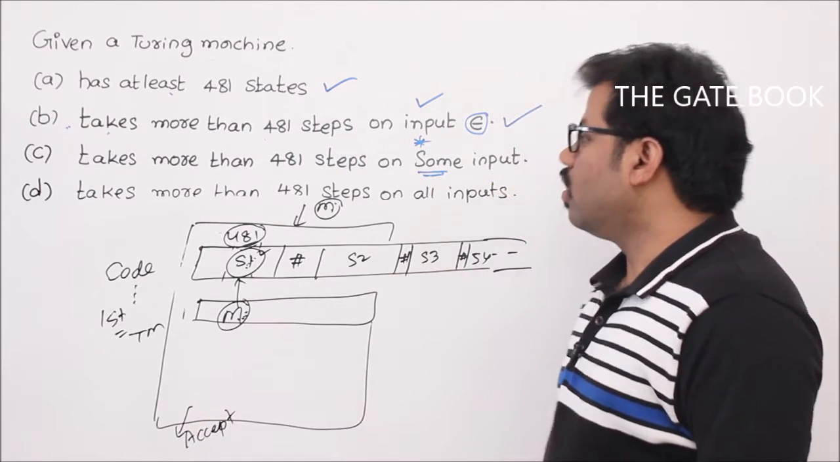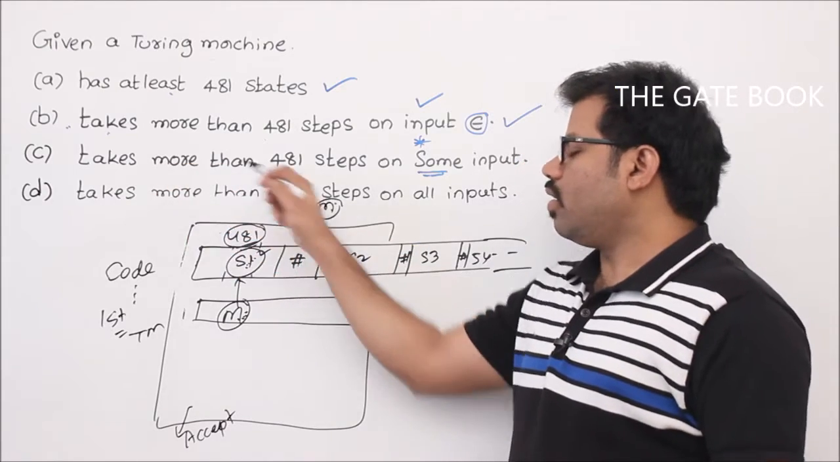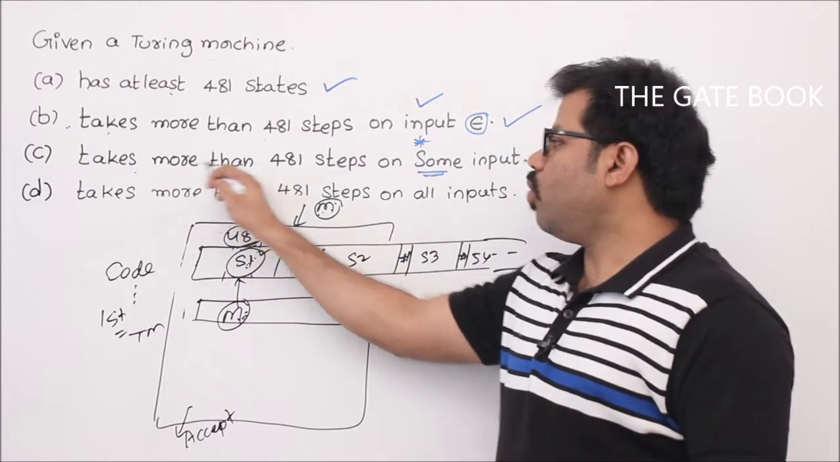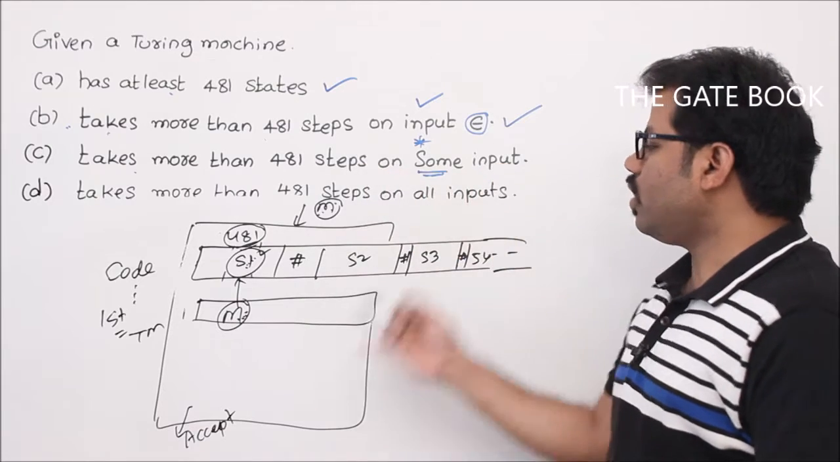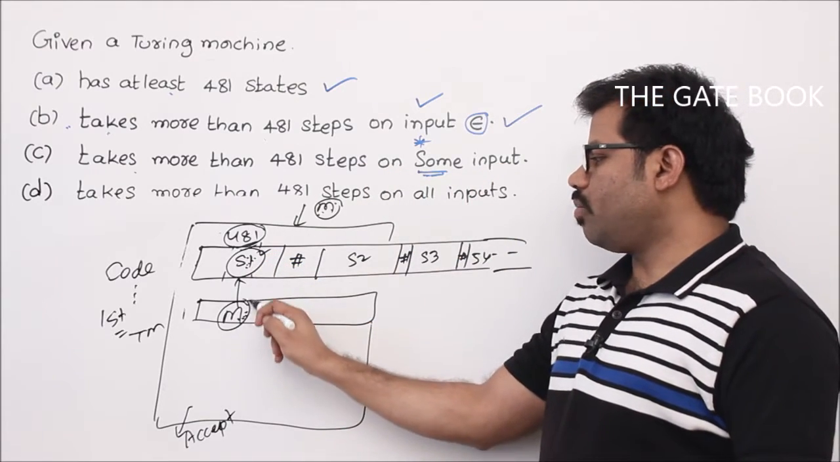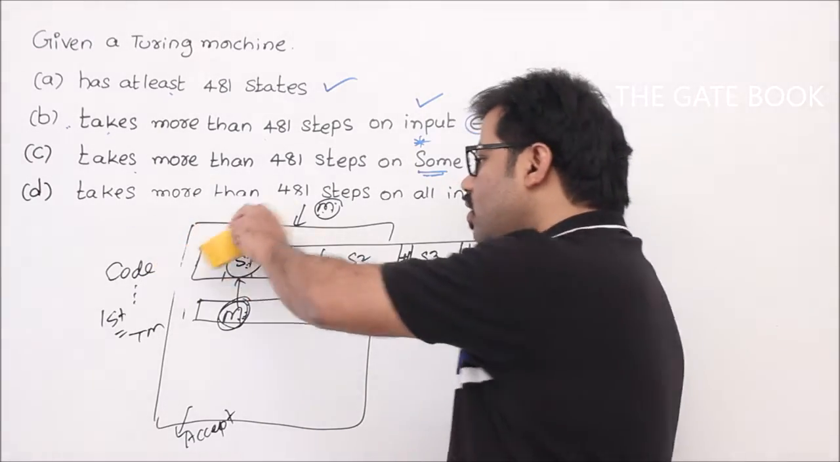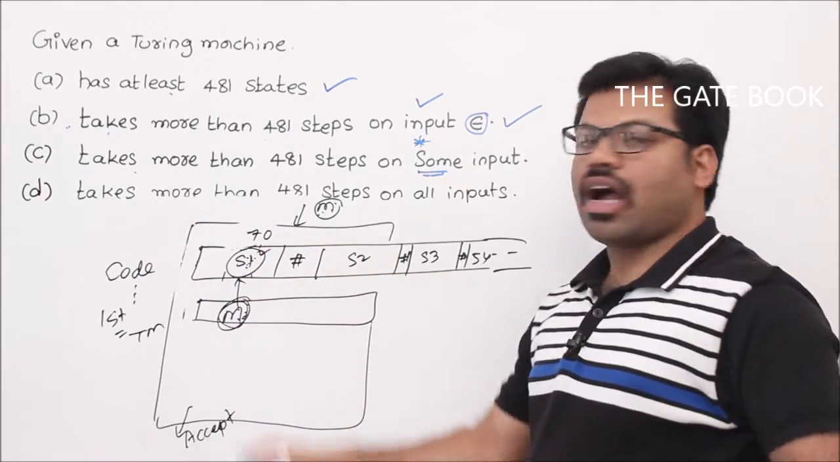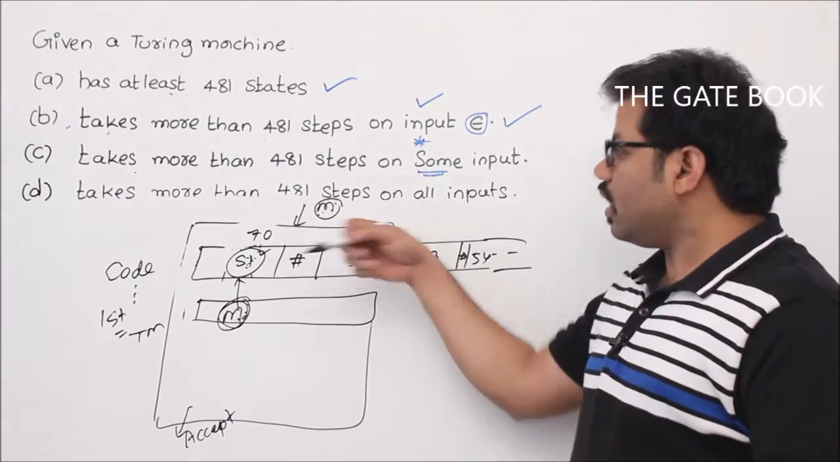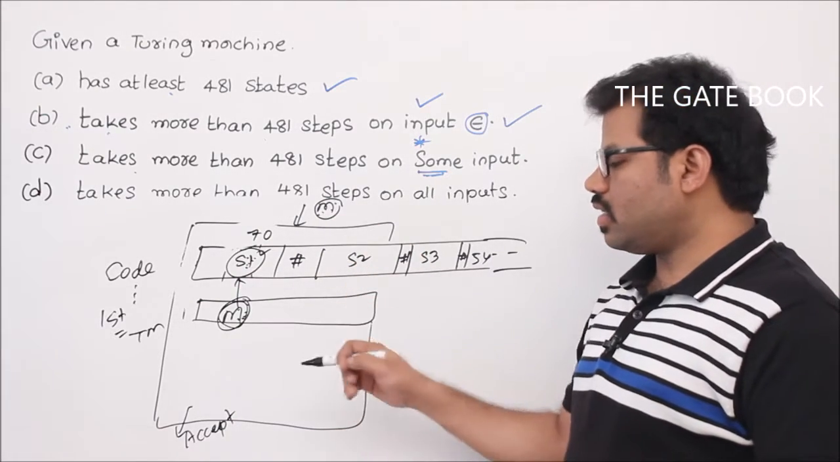That means what? What is our question? Given a Turing machine, will it take more than 481 steps on some input? Yes, I got some input such that my Turing machine is taking more than 481 steps. What if it doesn't take that many? Say it takes only 70 steps, and after that it halts. The question is, is there any other string?